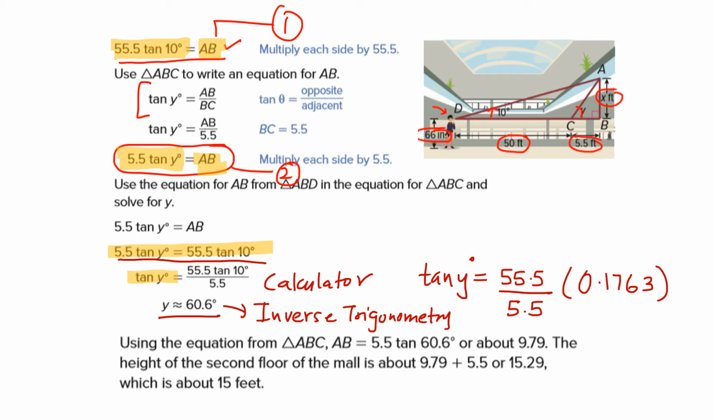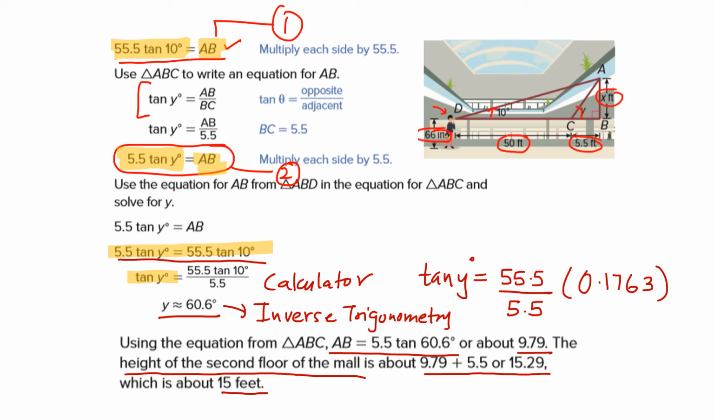Now using the equation that we have already found, your AB can also be now found out. When you simplify by putting the values of the angle, your X or your AB will come out to be 9.79 on rounding off. So you can actually calculate the height of the second floor of the mall also. So it will be this height plus the height at which this distance 5.5 is there. So the total will be 9.79 plus 5.5, which is round about 15 feet on rounding off.